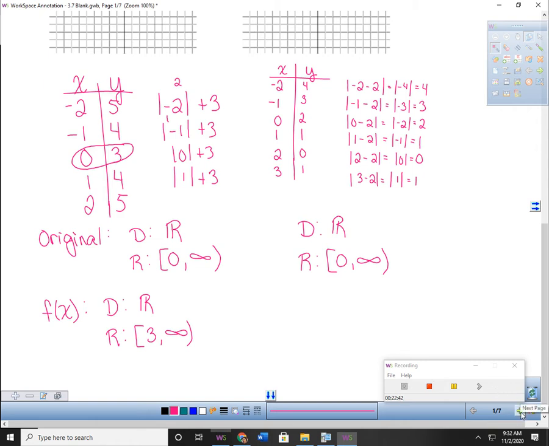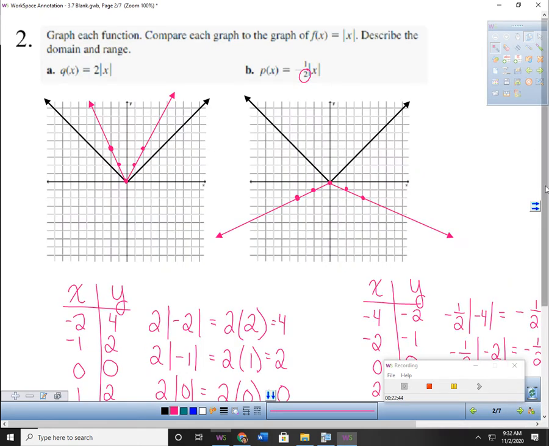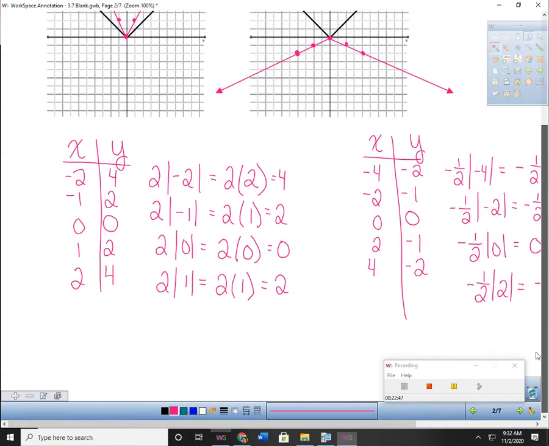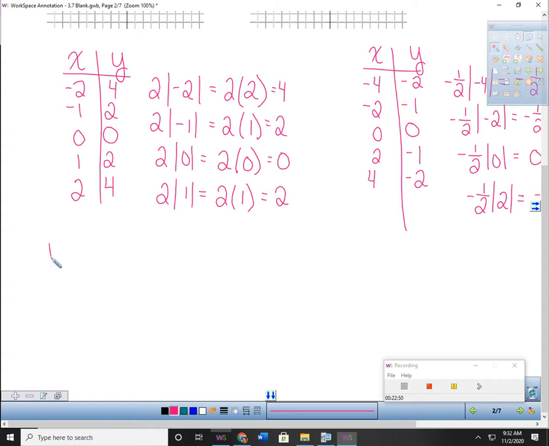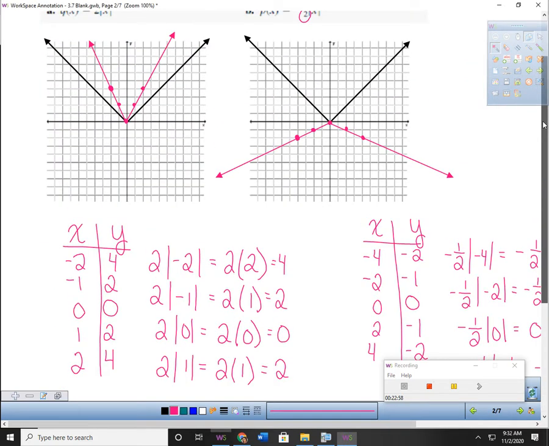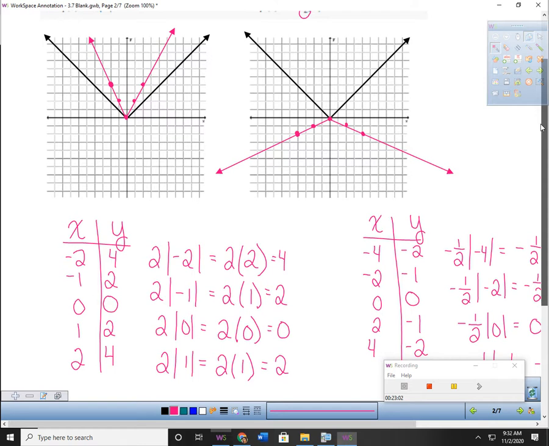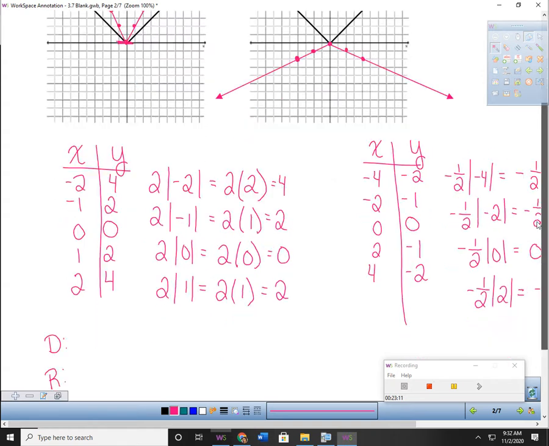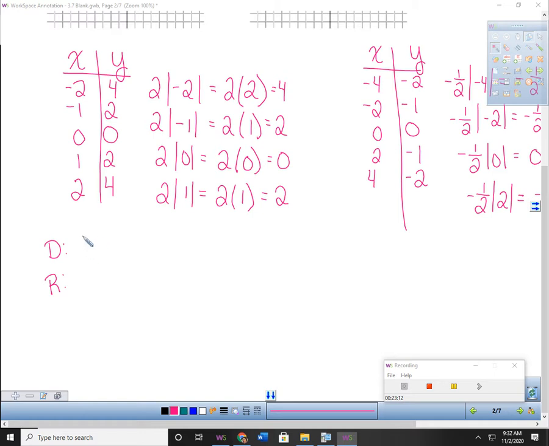All right, so look at number 2. All right, part A, for your domain, how far left to how far right? All right, negative infinity to positive infinity. And then for your range, how low? How low is this? 0 to infinity. All right, so for domain, we have all real numbers. And for your range, 0 to infinity. And what about for part B?